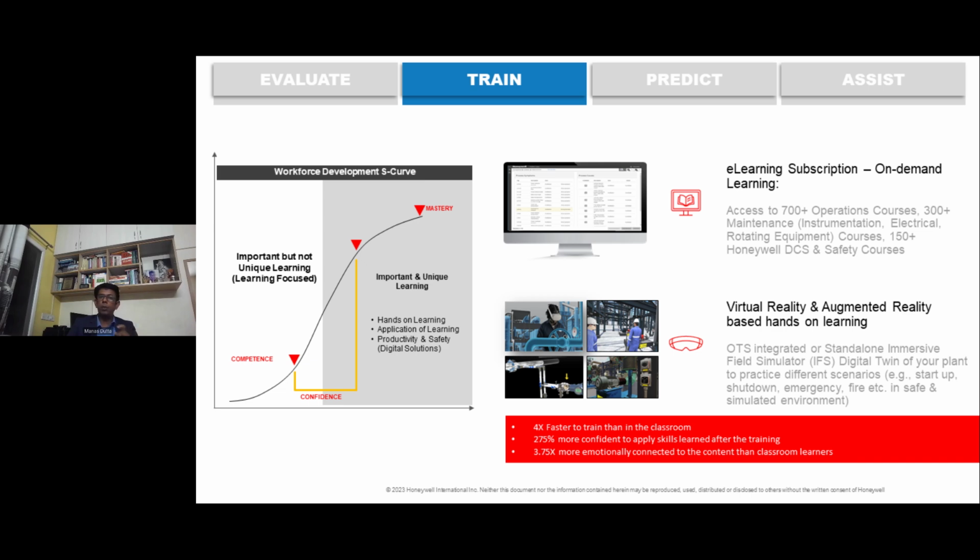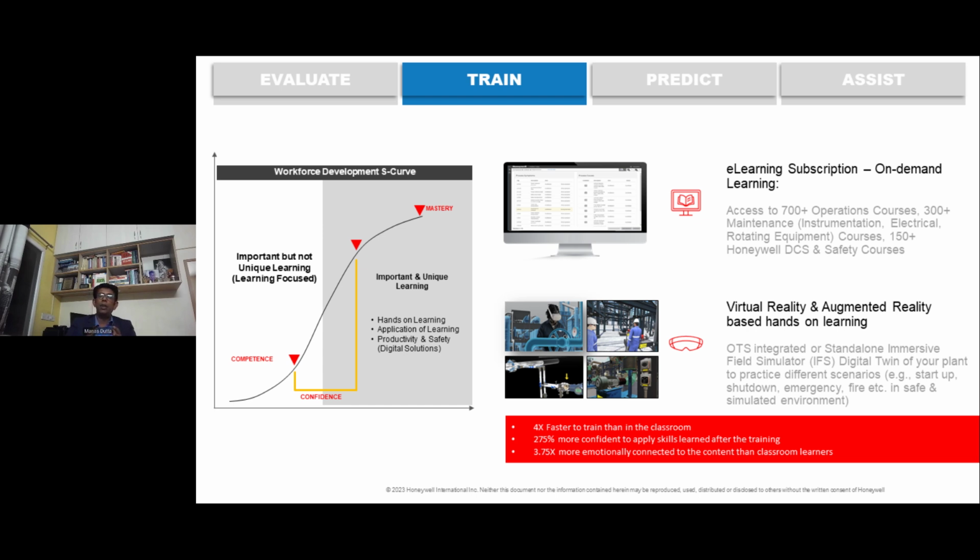At the initial phases, it will be more like important but not unique. Like if it's an instrumentation control technician, their basic knowledge would be what is a PID loop, what is the PID tuning, what is the DCS, what is PLC, what is SCADA, all basic things. But as they progress further, going towards mastery, that's where the unique aspects of that thing will start coming based on what kind of a system they are using. Is it a Honeywell controller? Is it any other third-party controller, PLC, safety system?